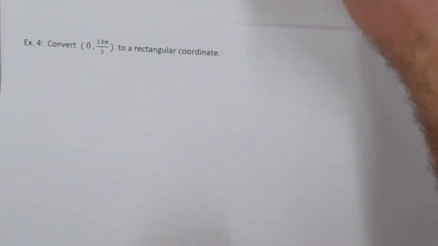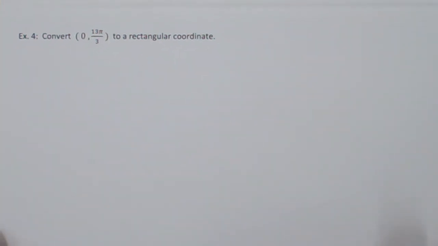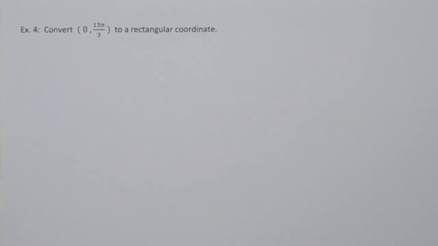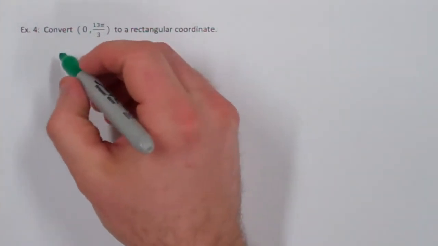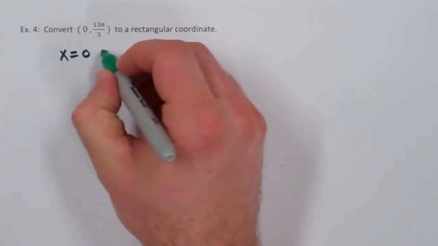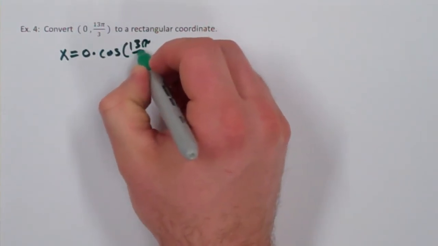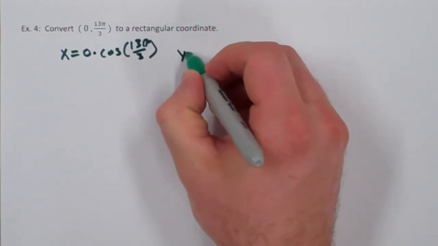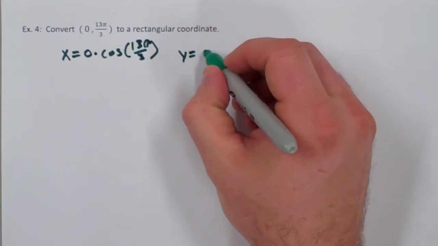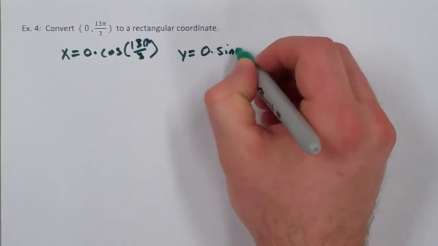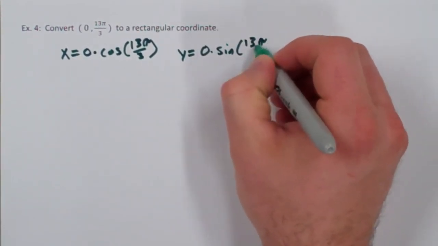And we might be able to knock out one more here, so we'll get to example 4. For example 4, we're going to do the same thing. We're going to convert this to a rectangular coordinate. So x is equal to r times the cosine of 13 pi over 3, and then y will be 0 times the sine of 13 pi over 3.